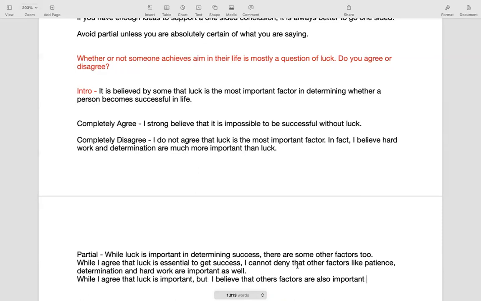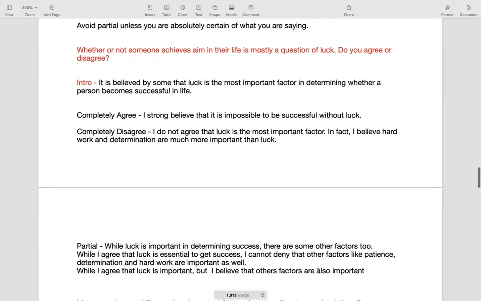This is something that Yash wrote: while I agree that luck is important, but I believe other factors are also important. And this is what Amit wrote: while luck is important, ultimately, hard work and dedication influence success. Okay. Now I want you to rate them, which is the best one. It is believed by some, while there are some factors for hard work and dedication are also important.